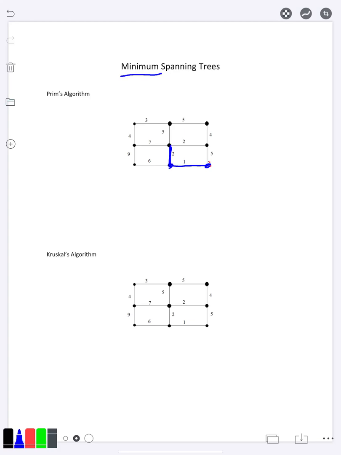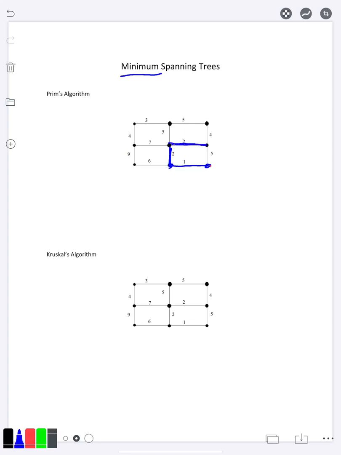Then I ask myself, okay, of all the edges that are connected to the stuff that I've already done, what is the smallest of them? So I see a 5, 2, 5, 7, 6. That means the 2 is going to be smallest. So I go ahead and add just the 2 here.